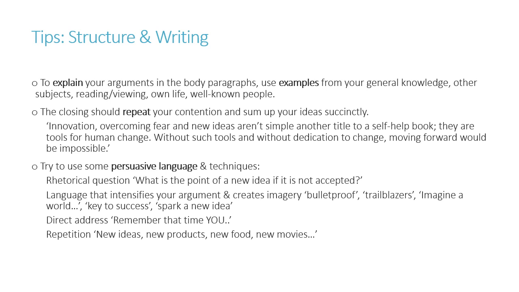Finally, let's look at some tips regarding your writing for this task, and this links back to the second criteria of how well you express your ideas. You must try to use some persuasive language and techniques, and these are just some examples. A rhetorical question. An example from last year's GAT paper: "What is the point of a new idea if it is not accepted?" Some language that intensifies your argument and creates some imagery for the audience.